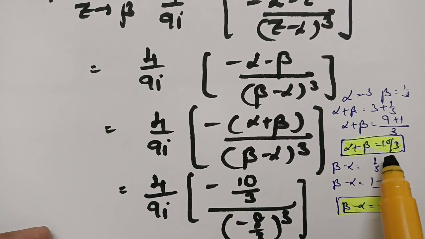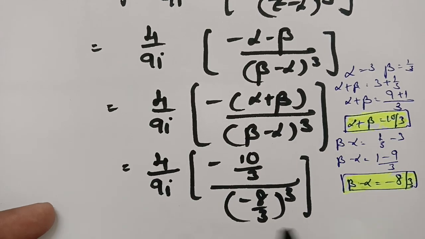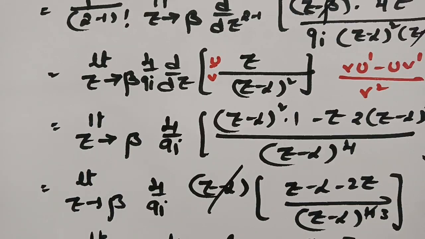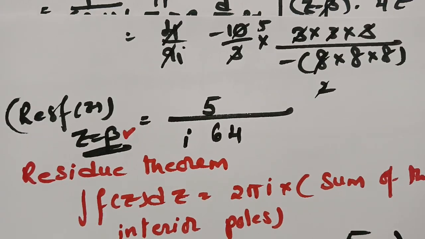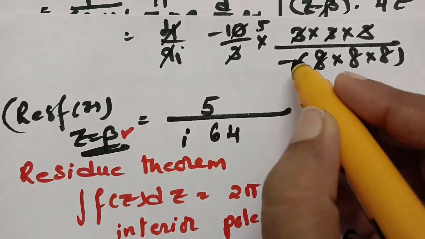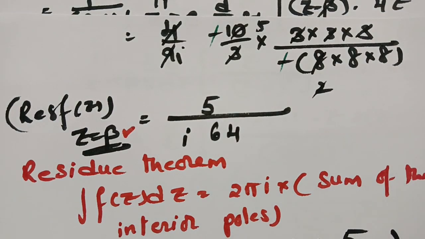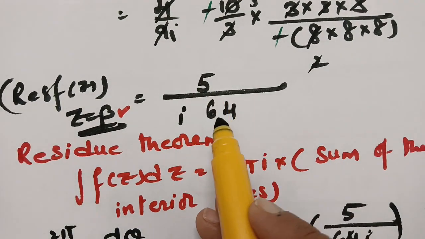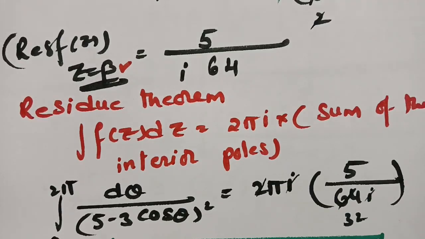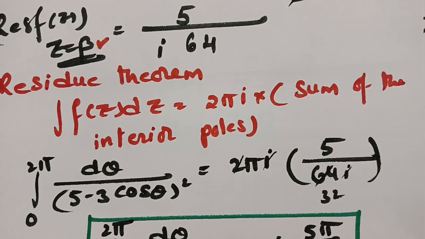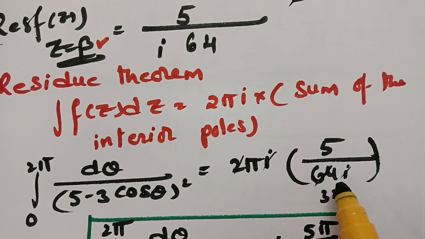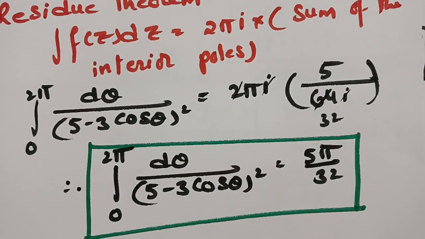So the sum of the poles is nothing but 10 by 3 and beta minus alpha is minus 8 by 3. If I substitute everything here and after cancelling, this minus and this minus also get cancelled, so we got 5i into 64. And here now we have to apply the residue theorem. The residue theorem is nothing but integral f of z dz is 2 pi i into the sum of the residues of the interior poles. Here the interior pole is nothing but 5 by 64i. So if I cancel, I got the final answer as 5 pi by 32. This is how we have to solve.